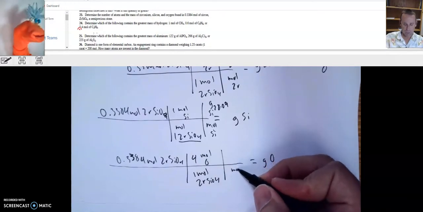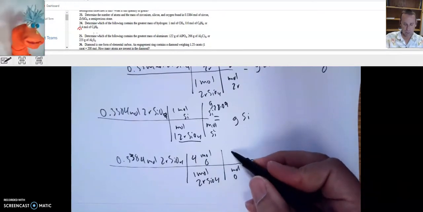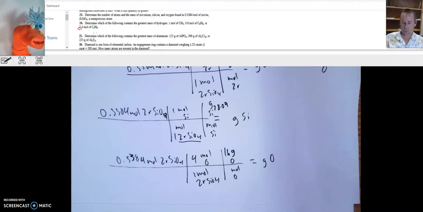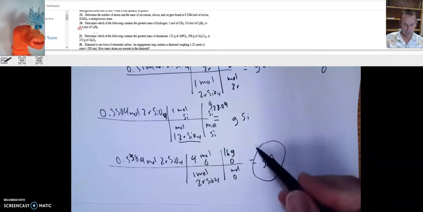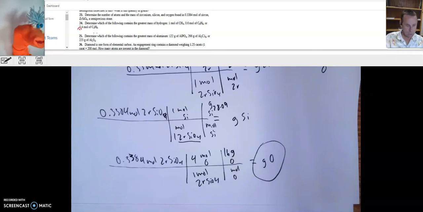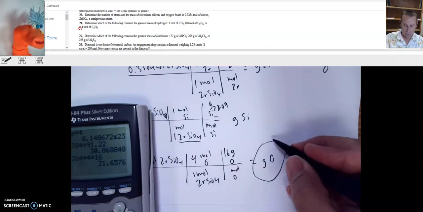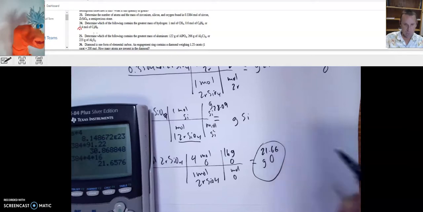And if I go from moles of oxygen to what? Grams of oxygen. And that's 16. That's on the periodic table as well. All right. And this will tell me how many grams of oxygen. 0.3384 times 4 times 16. 21.66 grams of oxygen.